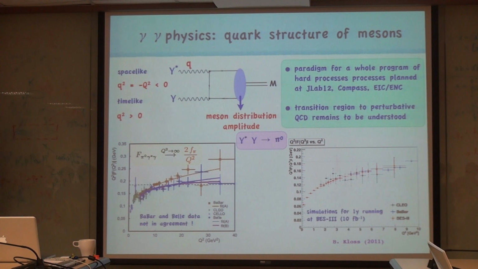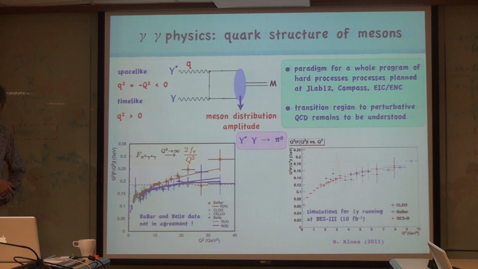So now you can ask, what is the impact on the anomalous magnetic moment of the muon? This is the same plot, but now the low Q-squared range. And what is shown here in red are not data, they are hopefully data. This is a simulation for data which will be obtained in 1 year of running at BESIII.